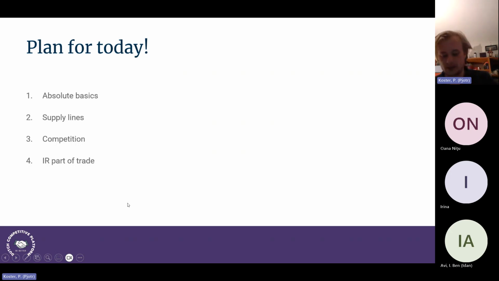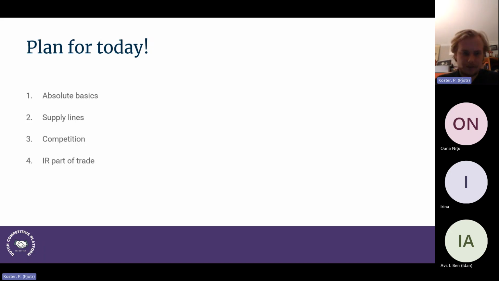Just the absolute basics of these kinds of motions, because oftentimes it's very easy to get caught up focusing on things that are very big picture, very specific. We will just forget to do the generic stuff you could do with trade. But I'm also going to go into a bit more depth about supply chains and supply lines. And then lastly, I'm going to talk about competitions, and how they are part of trade.